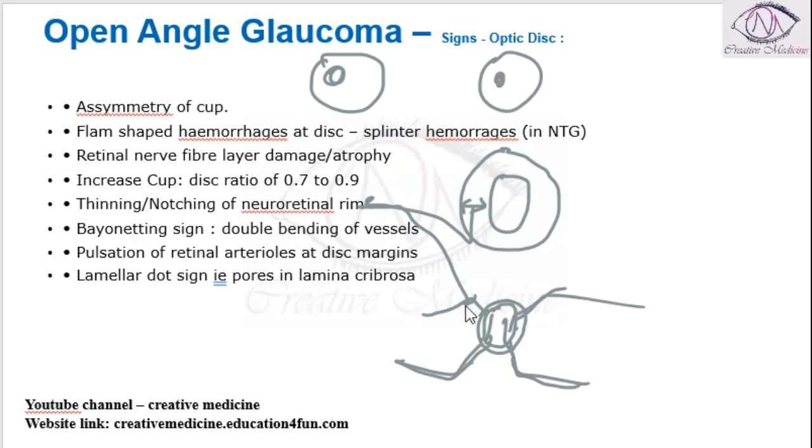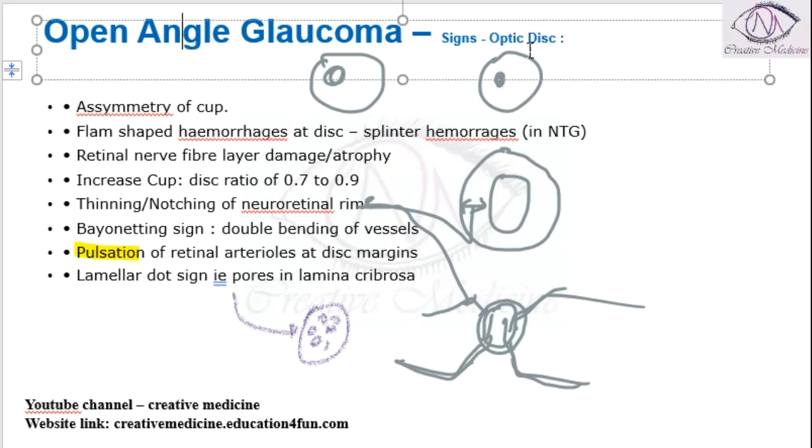And these retinal vessels become pulsatile in open angle glaucoma. We also see that there are pores in the lamina cribrosa, which is called the laminar dot sign or lamellar dot sign. Okay, so these are the optic disc or optic nerve head changes in glaucoma.